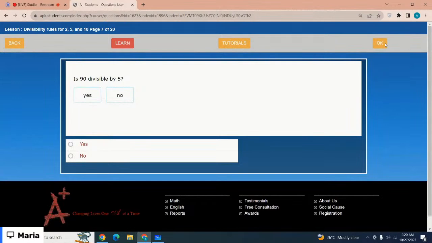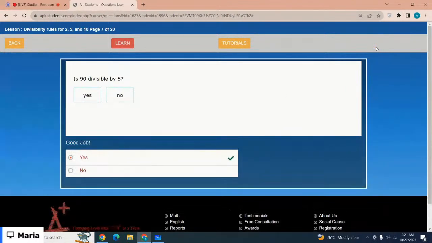Is 90 divisible by 5? Yes or no? Which is the correct option? The correct option is yes, 90 is divisible by 5. You have 0 as the last digit, right?